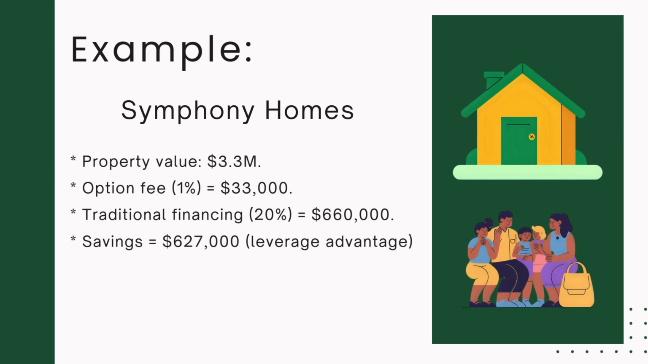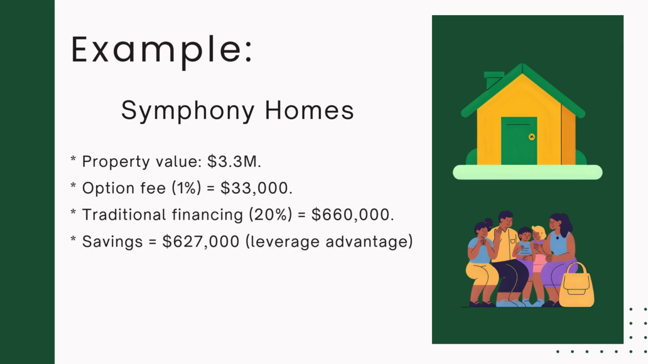As you can see, Symphony Homes. To explain this more concretely, we have here Symphony Homes, whose property value is $3.3 million. They wanted to control land worth $3.3 million. If they use traditional bank financing, they would have to pay a 20% down payment, which is $660,000. Unlike traditional financing, the option is a lesser amount, since we will only be paying 1% to 5%.